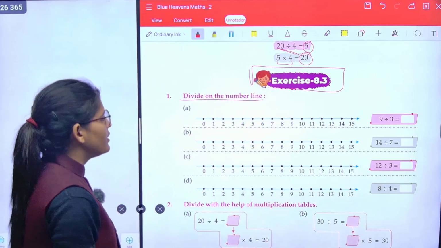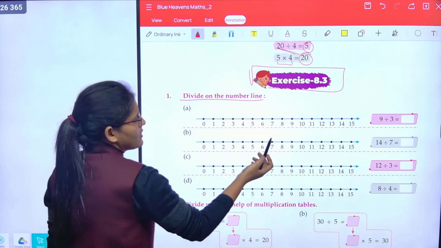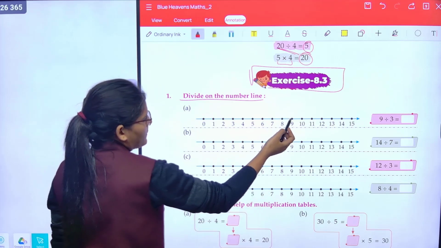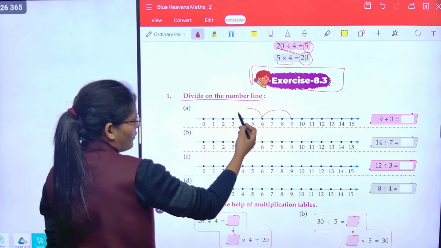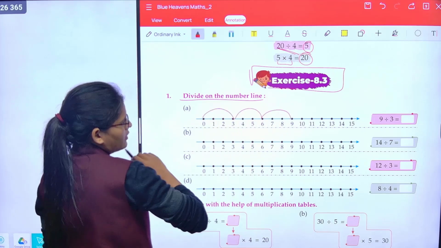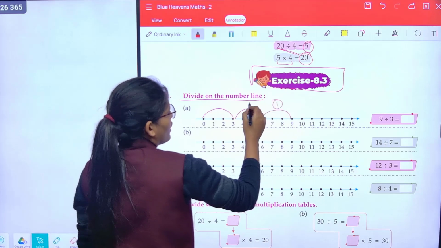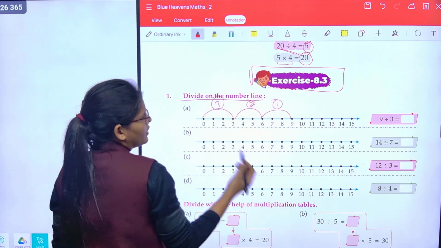9 divided by 3. अब हम क्लास 9 से 3 स्टेप्स लेंगे. Now 9, 1 2 or 3. So how many steps? 1 2 3. So 3 3s are 9.